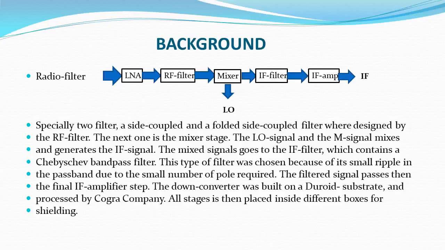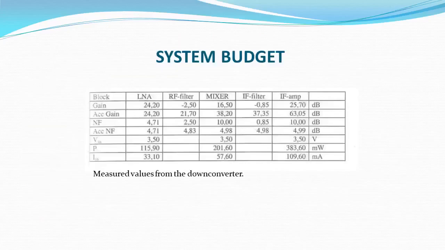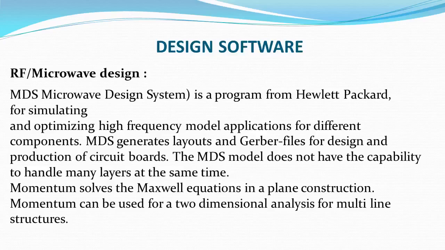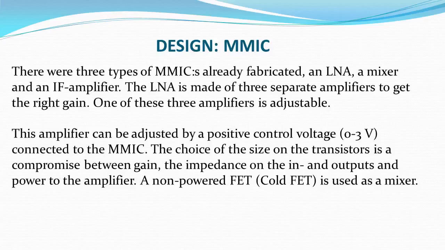In conclusion, the down converter met performance expectations with higher than expected gain and good linearity. For future work, a multi-layer board is recommended, and if the down converter is mass-produced, a redesign of the IF amplifier with 50 ohms input impedance would improve ease of measurement.